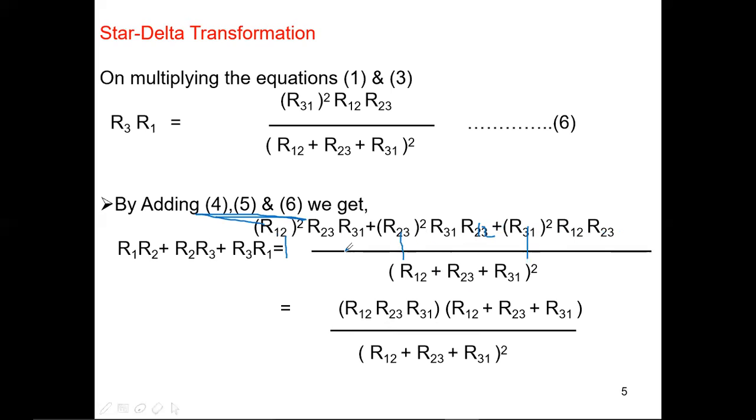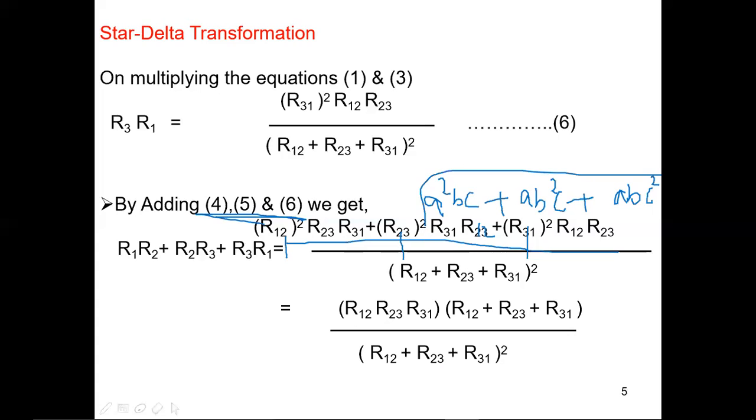I can take R12 common from this, then I can take R23. If I multiply again with the equation, I will get this type of equation, meaning a square bc plus ab square c plus abc square. So this is a similar equation. I can simplify this equation like this: a square bc plus ab square c plus abc square.